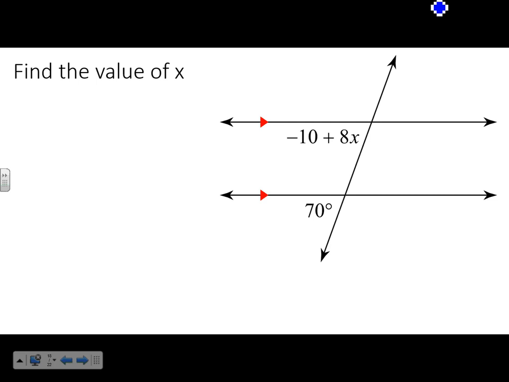So these are corresponding angles. Since they're corresponding angles, they are congruent, so they are equal. So now we can set them equal. Add 10. 80 is equal to 8x.